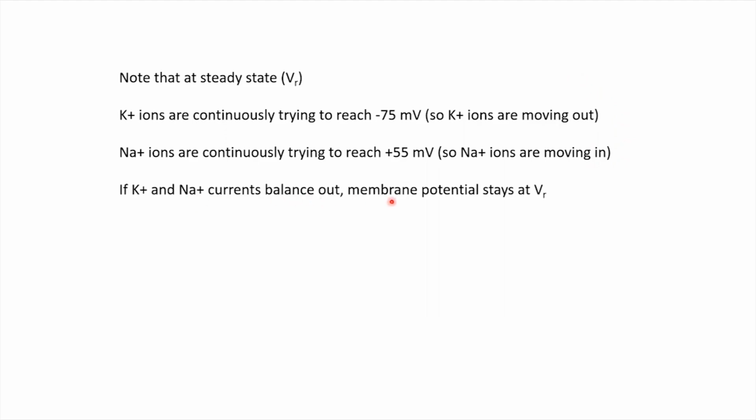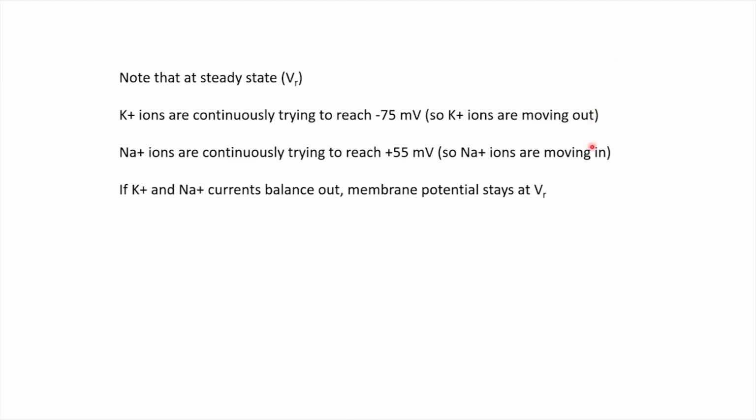So both the ions are moving, even though the membrane potential is not changing, because these two currents have balanced out. The membrane potential does not change, even though sodium is trying to move in and make it more positive, and potassium is trying to move out and make it more negative. Although the net current is zero, the individual sodium current and the individual potassium current are not zero. Both currents are present. It's just that these two currents are in opposite directions and they cancel out.